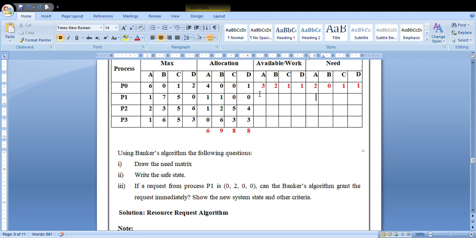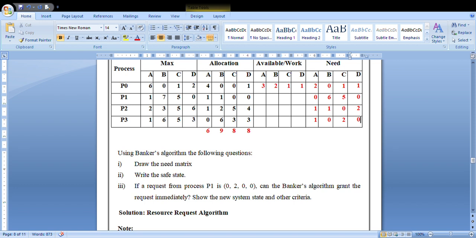Next, what is the value for your P1 process? 1 minus 1, it's 0. 7 minus 1, it's 6. 5 minus 0, it's 5. 0 minus 0, 0. What about P2? 2 minus 1, 1. 3 minus 2, 1. 5 minus 5, 0. 6 minus 4, 2. 1 minus 0, 1. 6 minus 6, 0. 5 minus 3, 2. 3 minus 3, 0. This is the need value for each and every process.